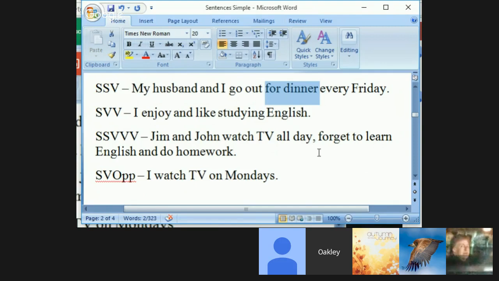Nien, before I continue, you have a question in the VerbLink chat box which I do not understand. "Can you explain me forget thing?" What? Forget learning English and doing homework, or forget to learn English and do homework?